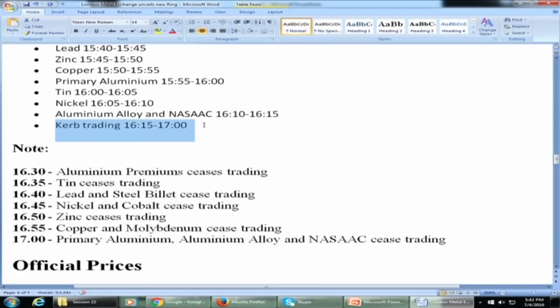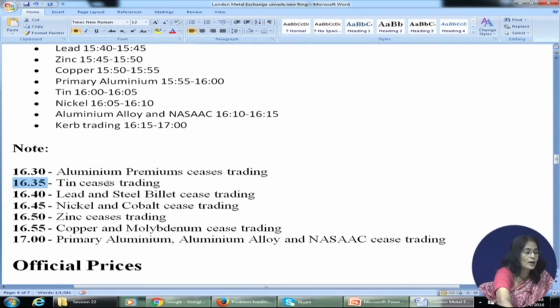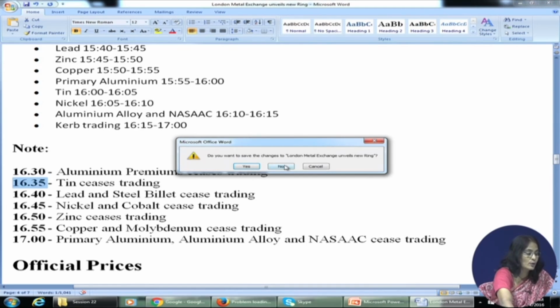If you remember, this is the curve trading, which starts from 4:15 and ends at 5 o'clock. During the curve trading, aluminium suggests trading at 4:30, tin suggests trading at 4:35. So the last offer price for the spot trading which came during this period, before 16:35, becomes the spot price for the tin contract, that is the closing price for the tin contract that day.